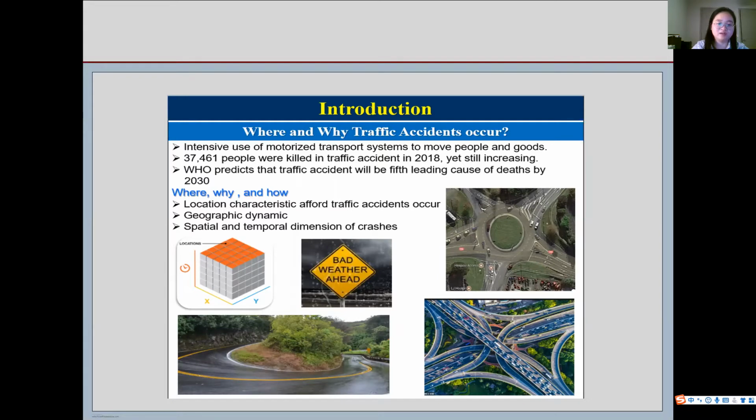Location characteristics usually lead to traffic accidents, like the road intersection and the freeway junction. Bad weather like a rainy day will influence road conditions. Spatial and temporal pattern is like a cube. The X and the Y correspond to the location of the traffic accident. The vertical axis is the temporal. It could be hour, week, or year.